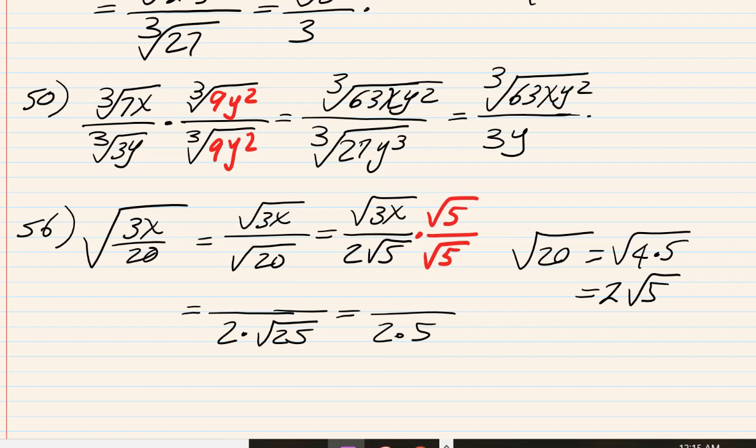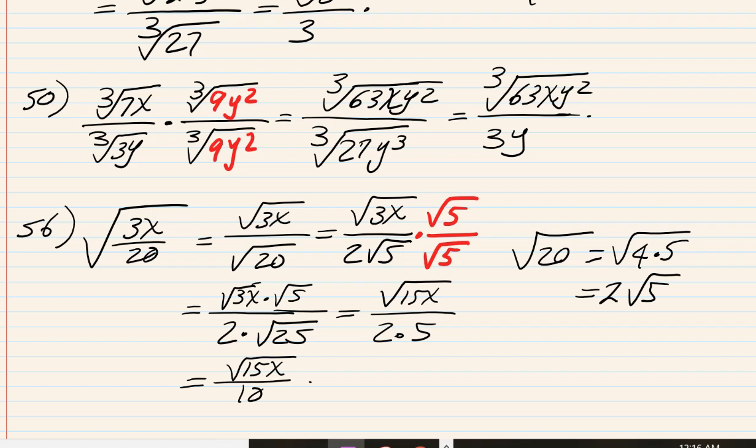Okay, now in the numerator, we have square root of 3x times 5, true? It's root 3x times root 5. Now we can multiply 3x times 5. The answer is going to be what? 15x. And 2 times 5 is 10, so might as well finish it off that way. Divided by 10. And that's the final answer in this one.